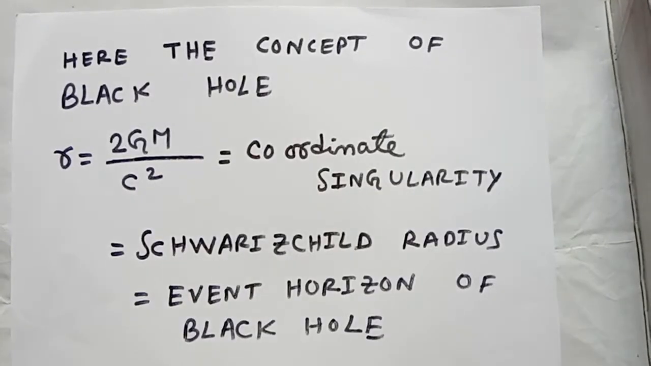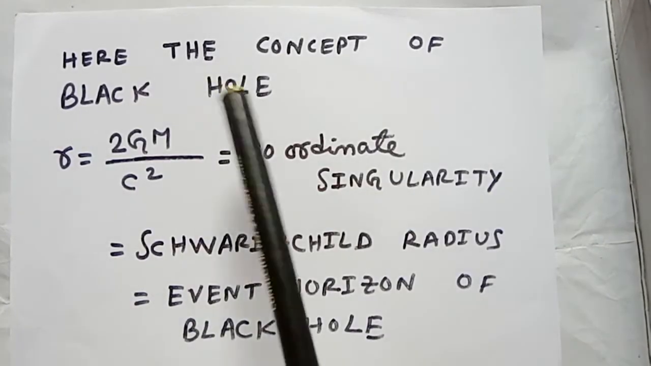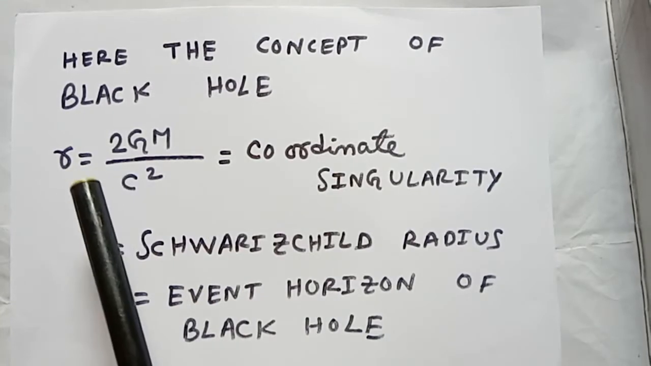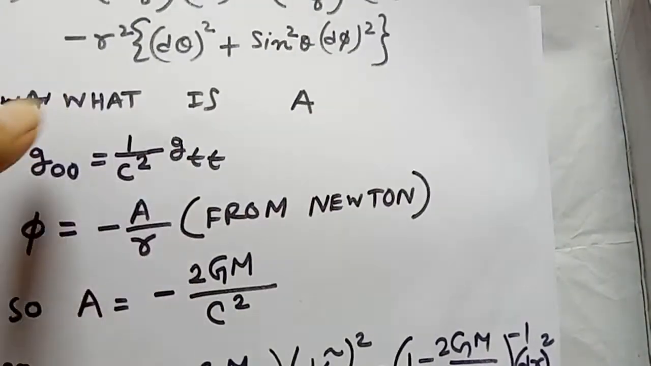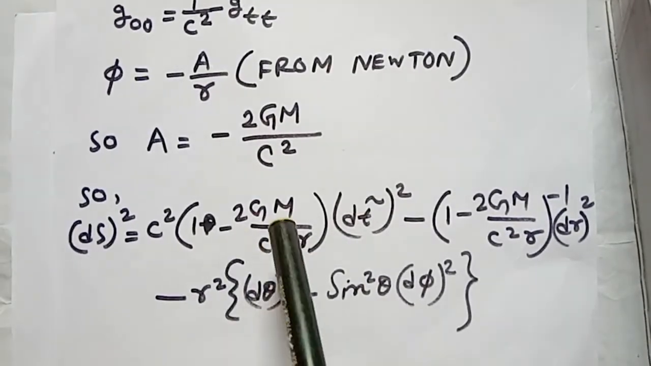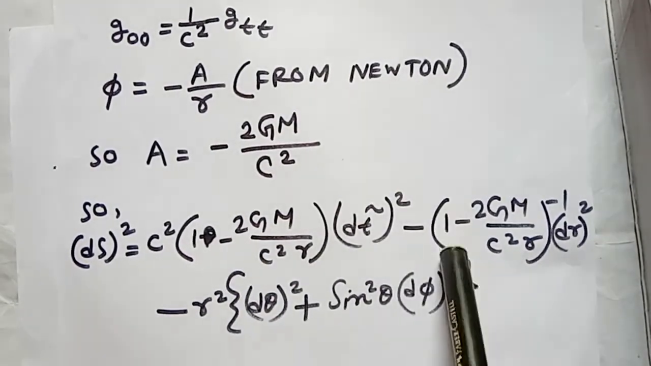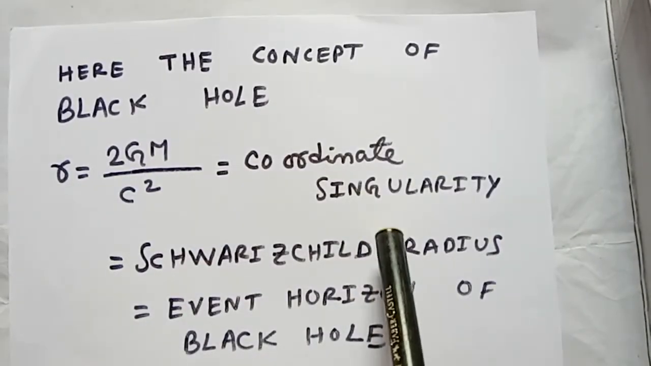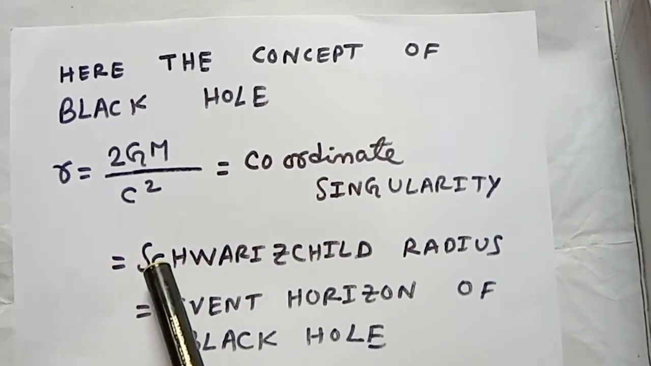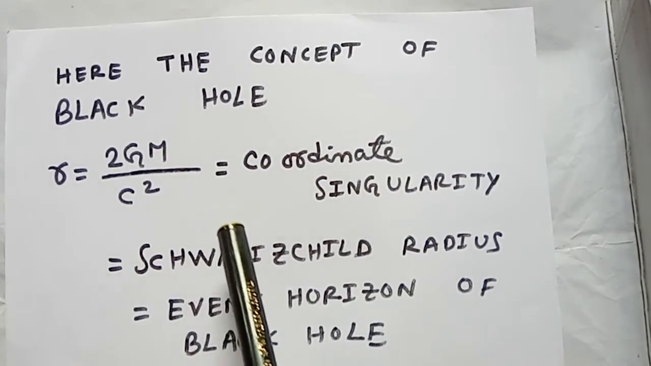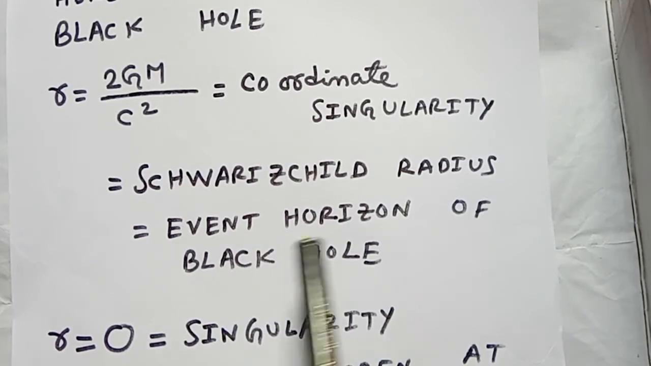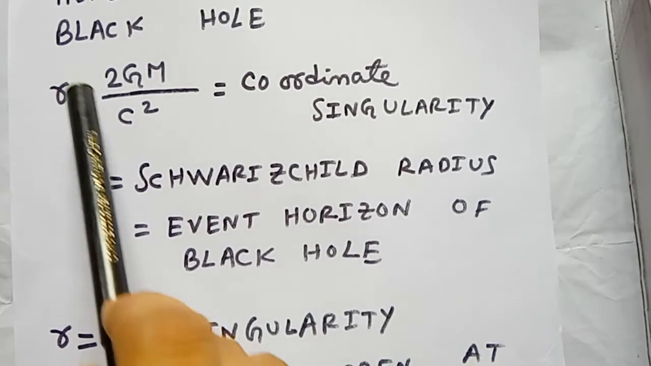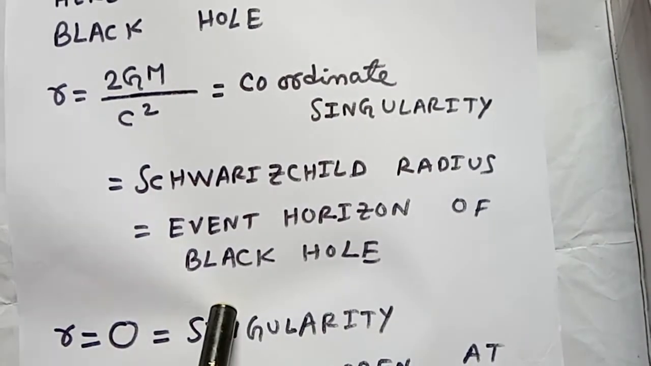Okay, now here is the concept of the black hole. When r equals 2GM divided by c squared, then this term should be 0 and this term should be infinite. This is called the coordinate singularity, and this r is called the Schwarzschild radius. This is the event horizon of the black hole. This is the concept of the event horizon of the black hole.